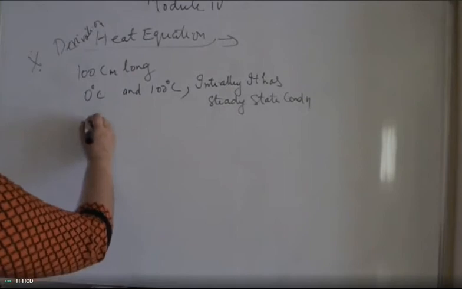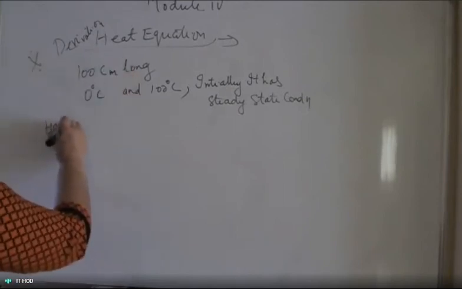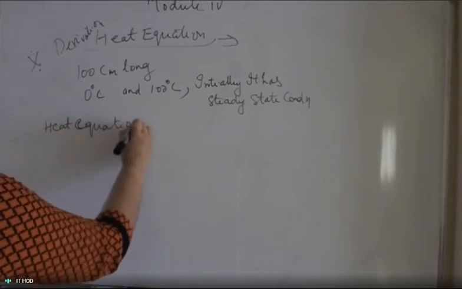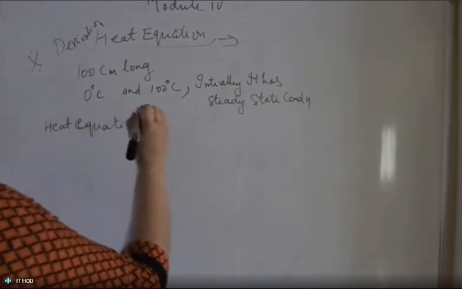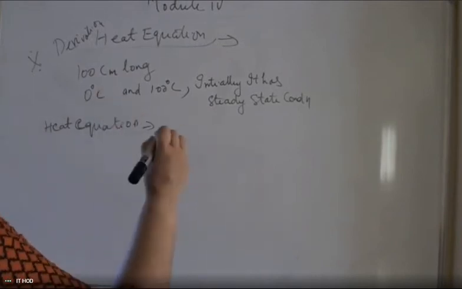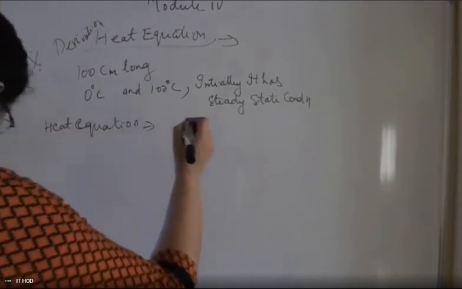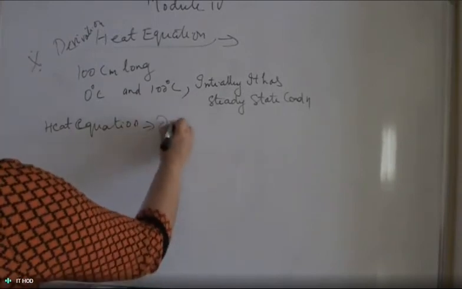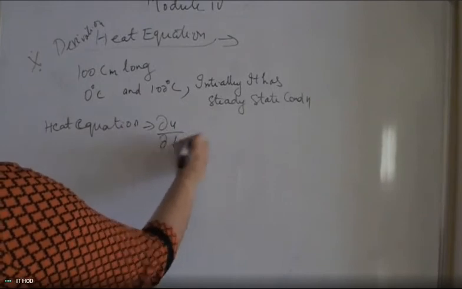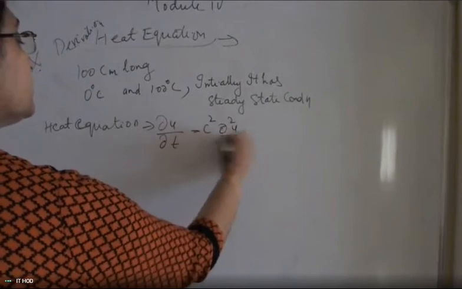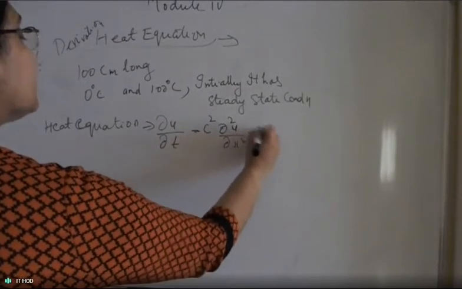Before that, let me tell you one thing. We have the heat equation. What is our heat equation? The heat equation is dou u by dou t equal to c square dou square u by dou x square. Be thorough with this one.